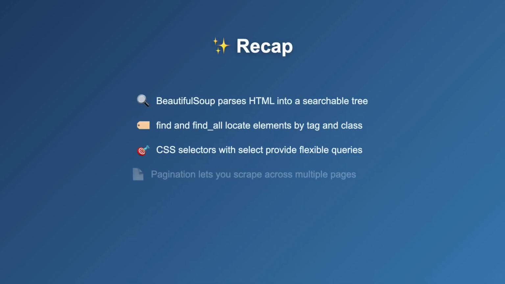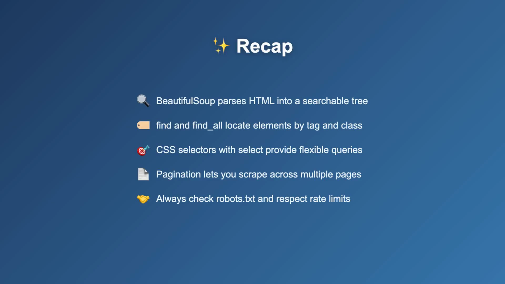Let us recap web scraping. BeautifulSoup parses HTML. Find and find all locate elements. CSS selectors with select provide flexible queries. Pagination and counter let you scrape and analyze across pages.